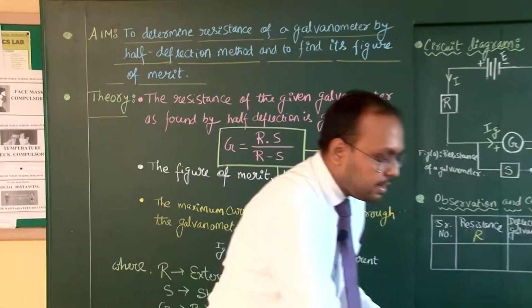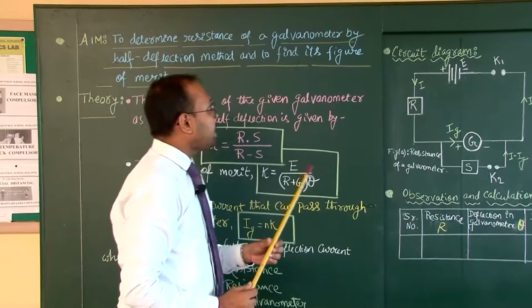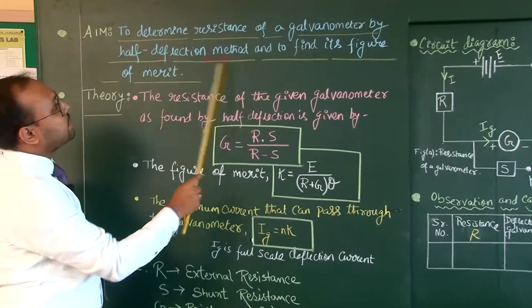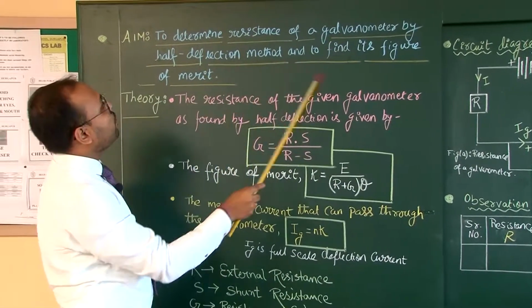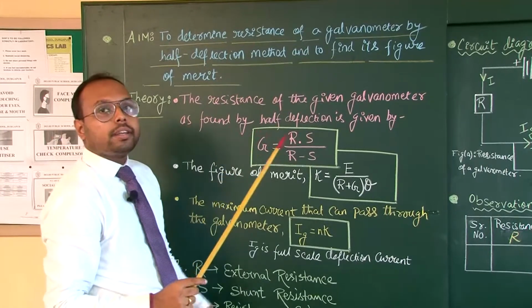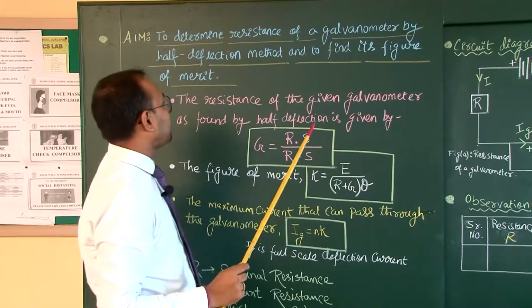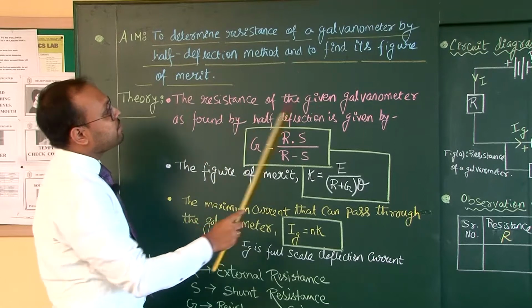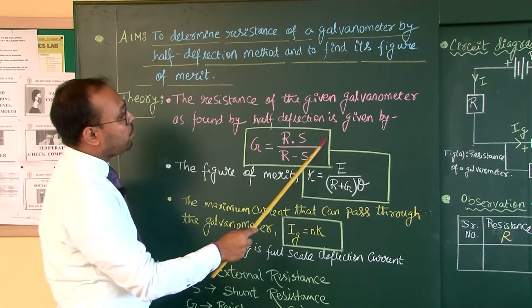Okay. Now, in this practical, I have already told you the aim. We have to find the resistance present in this galvanometer and we will be finding the figure of merit. Now, the working formulas which are required for us: to find the resistance of the given galvanometer, what formula are we using?